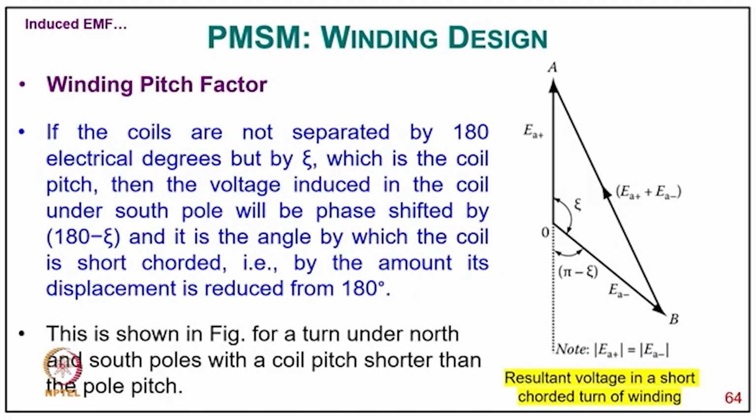You can see here that one coil side has E plus and the other coil side has E minus, and they are at an angle eta, which is not 180 degrees. If it is 180 degrees, it will be the algebraic sum of the two EMFs, but if eta is less than 180 degrees, certainly it is the vector sum, and the vector sum AB is less than AO plus OB.